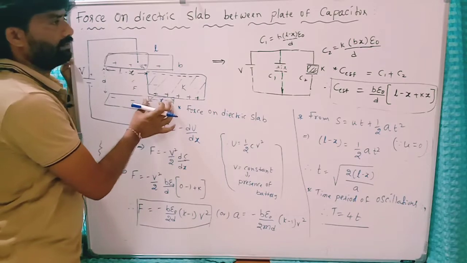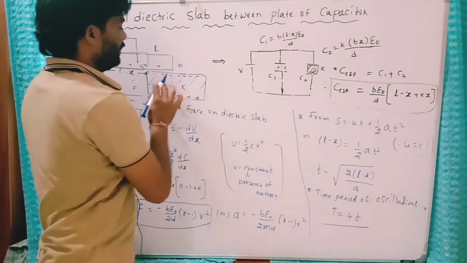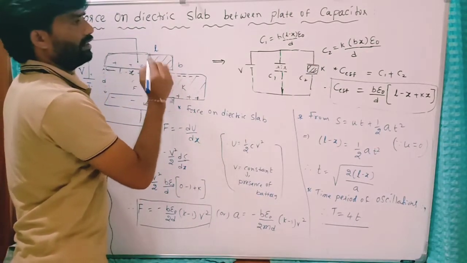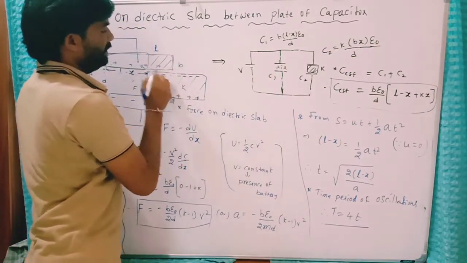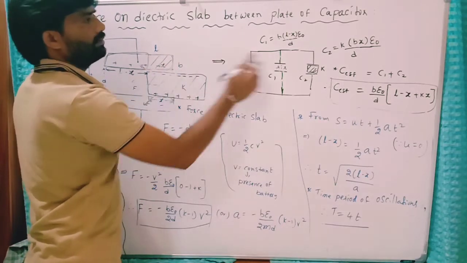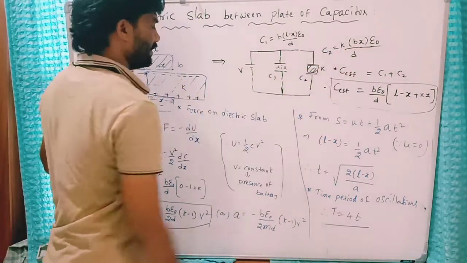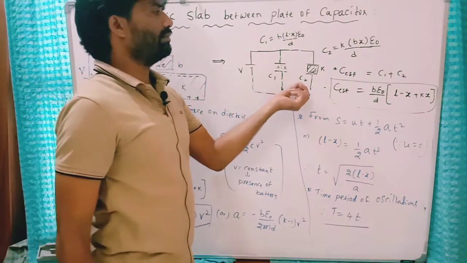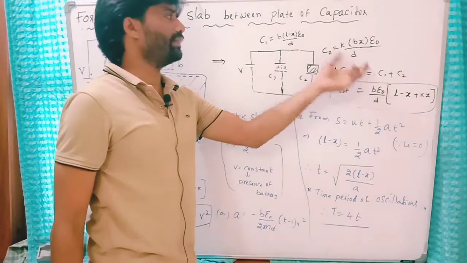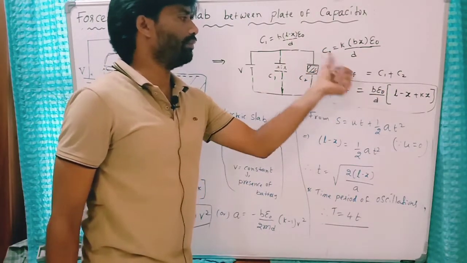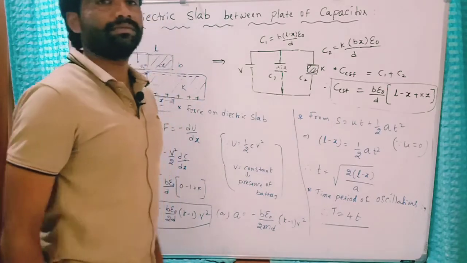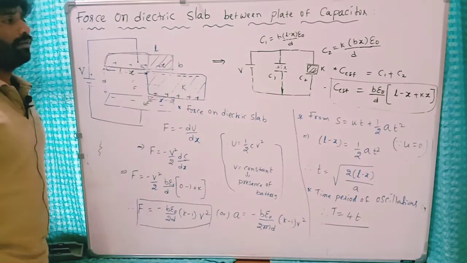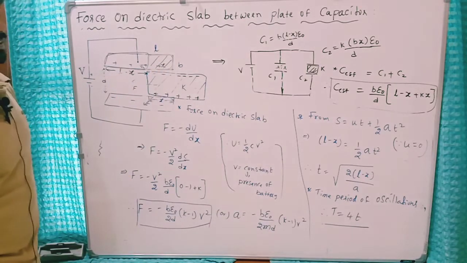And this part, the capacitance of this, is filled with dielectric material K, and this area is B into X, epsilon naught by D. Now these two are in parallel combination. We have this condition for parallel combination. Substitute these two. Here you will get this equation that shows the effective capacitance of these two. You can see that effective capacitance.